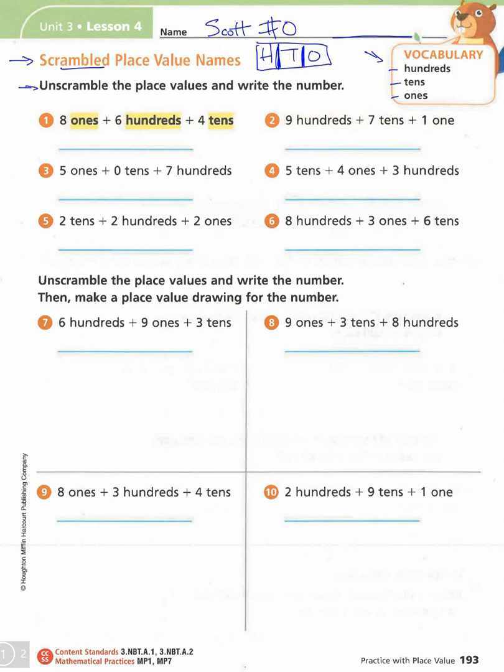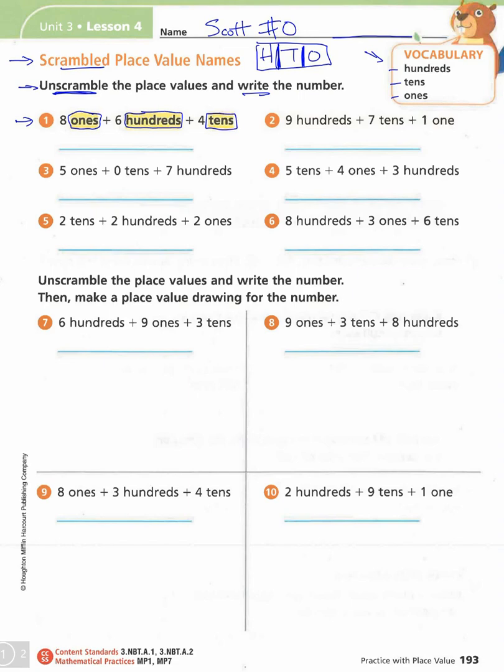So the directions tell us to unscramble the place values and then write the number. So we're going to unscramble and then we're going to write the number. Those are the two action things that we're going to do, the two verbs. So let's look at number 1, for example. And they've highlighted the place values for us in this one. So they really want to draw your eye to these, right? Because they've highlighted it. They really want you to see these. So pay attention to those.